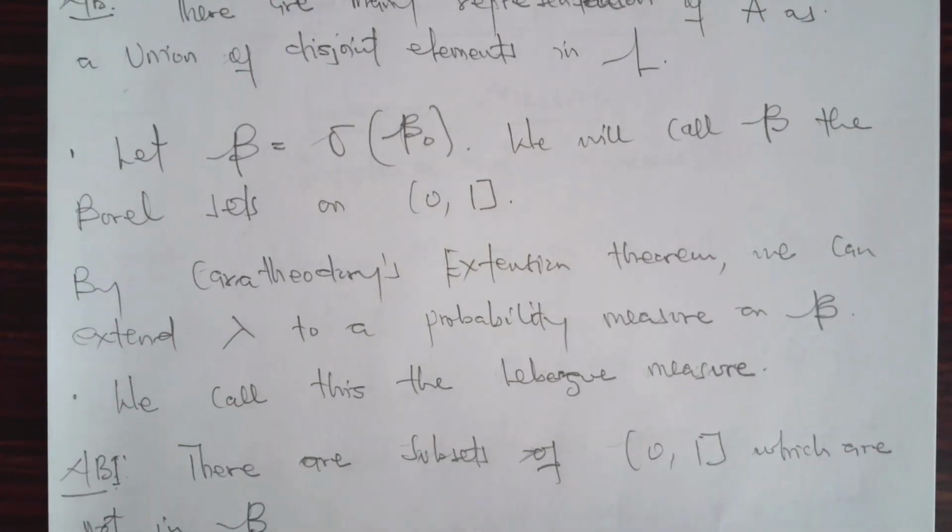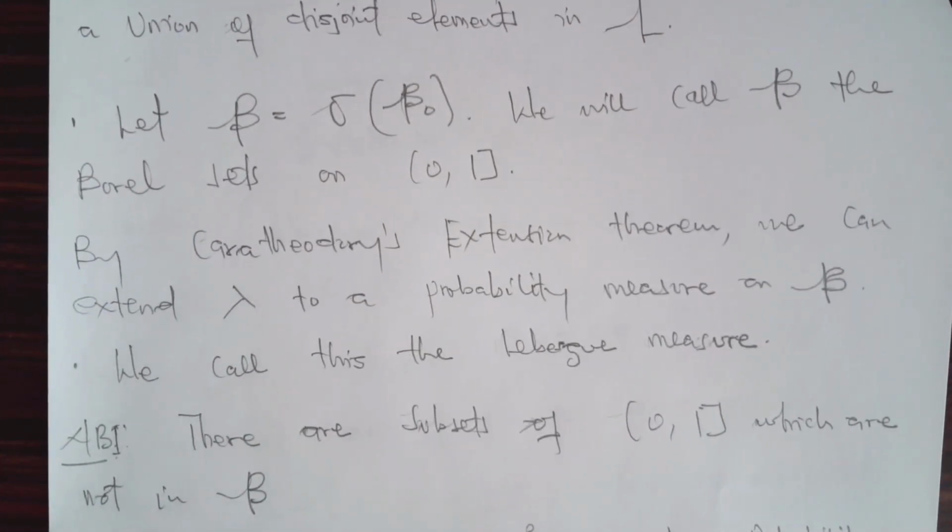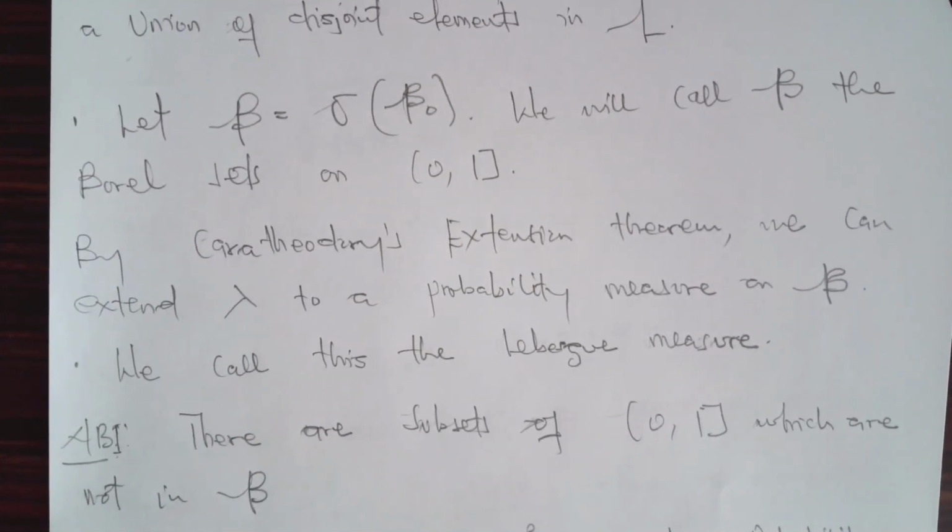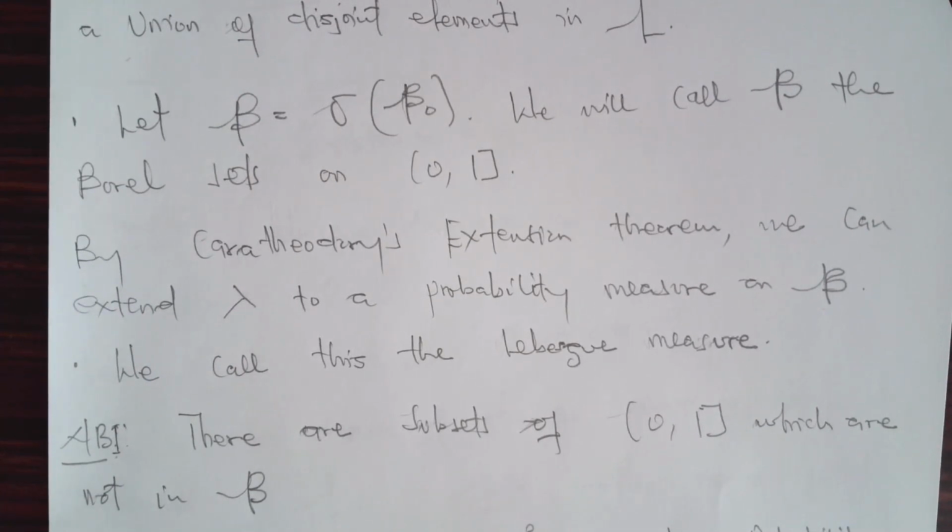We call beta the Borel sets on the unit interval, and we call this measure the Lebesgue measure. Now, one thing you have to note: there are subsets of the unit interval which are not in beta.